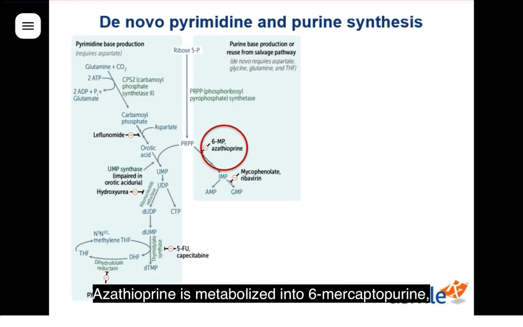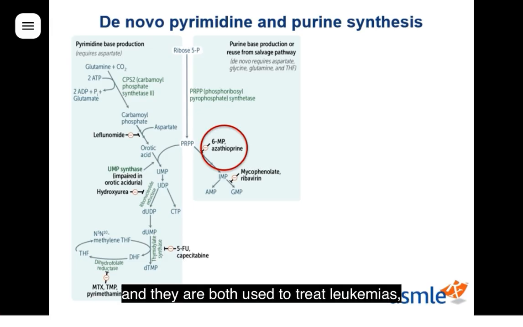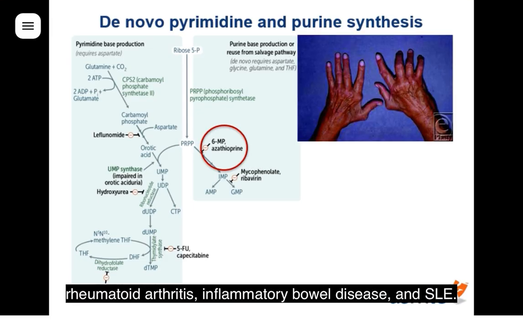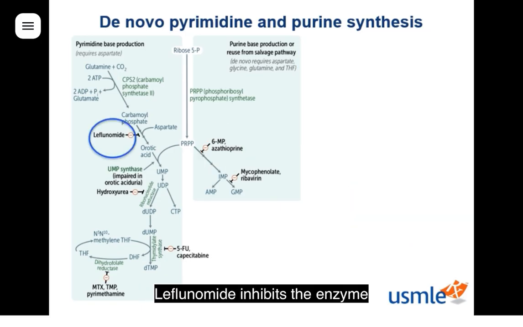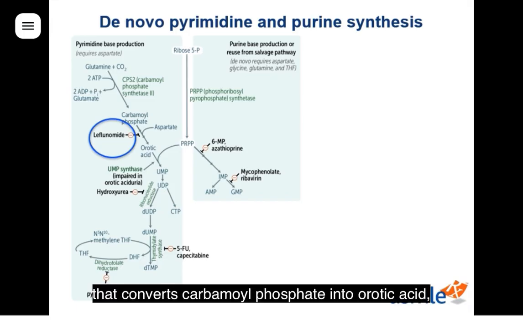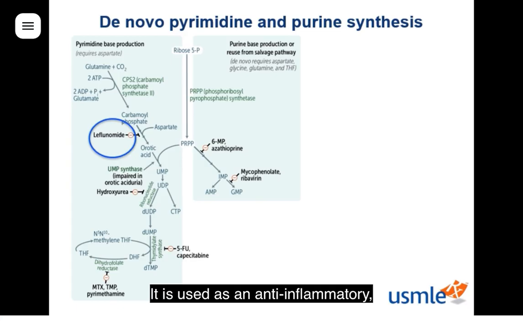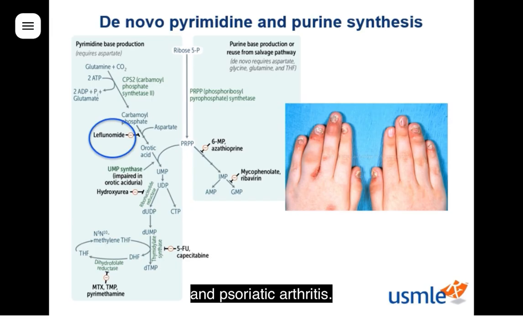Okay, next we got 6-mercaptopurine and azathioprine, which both inhibit purine synthesis. Azathioprine is metabolized into 6-mercaptopurine, and they're both used to treat leukemias, rheumatoid arthritis, inflammatory bowel disease, and SLE. They're also used to wean patients off steroids in chronic disease and used to treat steroid-refractory chronic disease. Leflunomide inhibits an enzyme that converts carbonyl phosphate into orotic acid, which is dihydroorotate dehydrogenase, and essentially inhibits pyrimidine synthesis. It is used as an anti-inflammatory and specifically for rheumatoid arthritis and psoriatic arthritis.